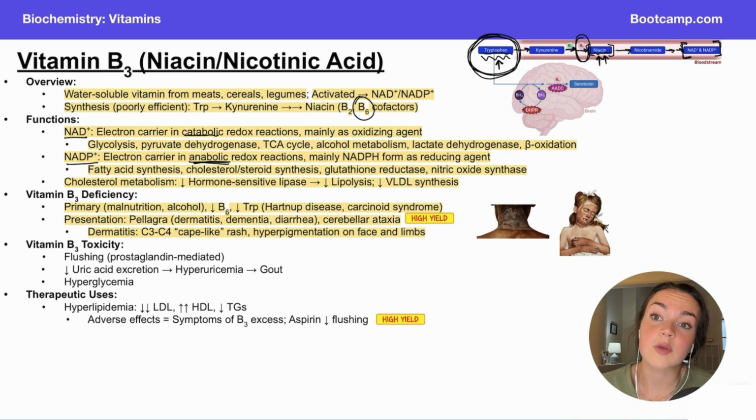Let's talk now about vitamin B3 toxicity. Like I've been saying throughout this chapter, it's pretty hard to get a toxicity of a water-soluble vitamin because they don't build up in the body. You tend to see toxicity in the case of over-supplementation. Niacin is something that we supplement therapeutically as a cholesterol drug, and the therapeutic doses are pretty high, so you can see toxicity. Symptoms of vitamin B3 toxicity include flushing, which is prostaglandin mediated. You can see gout because vitamin B3 toxicity leads to decreased uric acid excretion, and that hyperuricemia can lead to gout, as well as hyperglycemia.